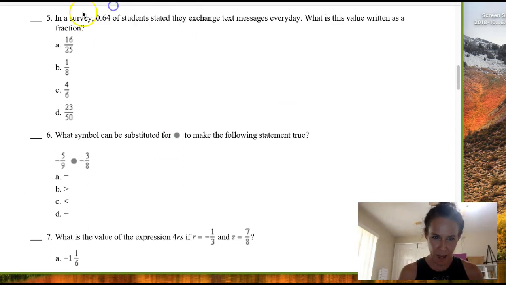Okay, number 5. In a survey, 0.64, if I move the decimal over 2 places to a percent, that's 64%. 0.64 students stated they exchange text messages every day. What is the value written as a fraction? All right, if I want to write this as a fraction, I can know this is the tenths place, this is the hundredths place. So I'm going to write this as 64 out of 100.